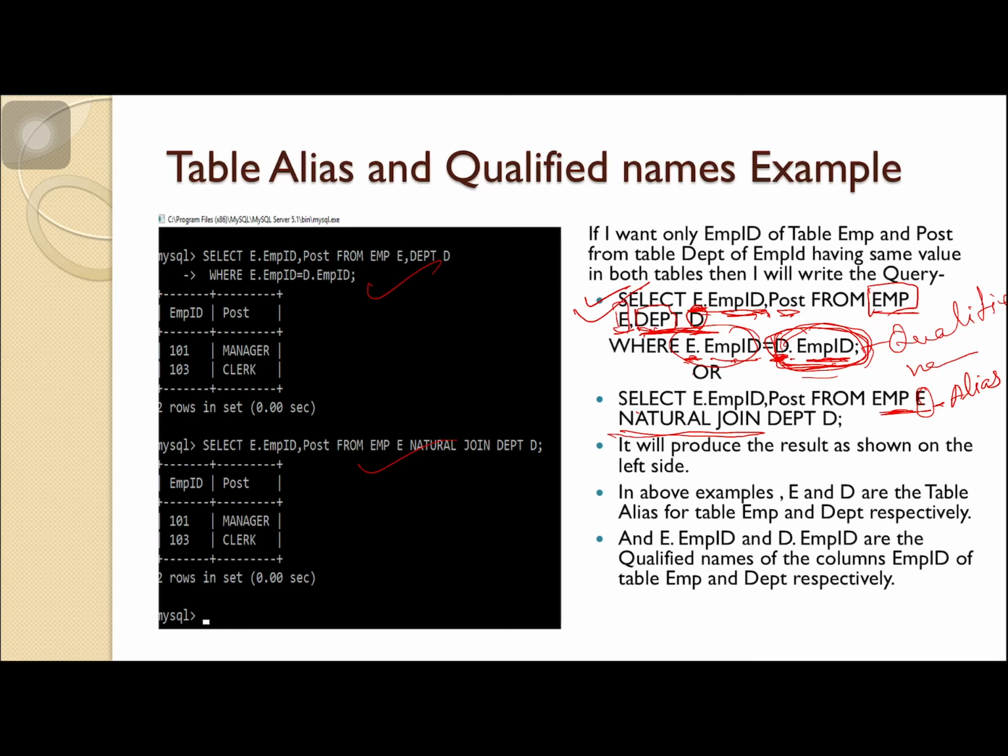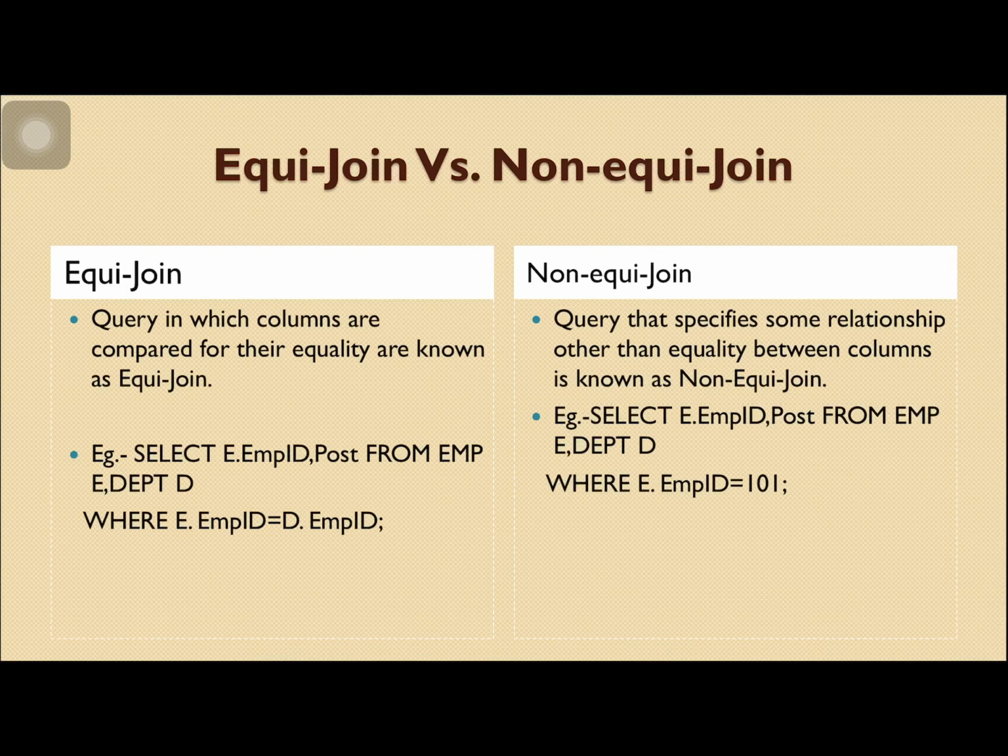In this example, and in the above example, E and D are the table aliases for employee and department respectively, and e.employee_ID and d.employee_ID are the qualified names of the particular column employee ID of the table employee and department respectively. And here is the output.